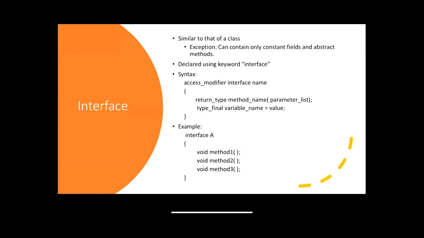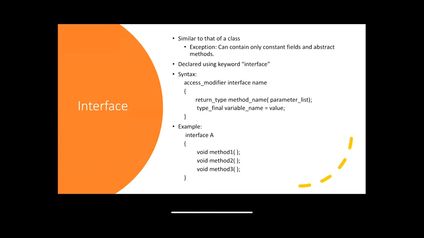An interface is declared using the keyword interface. An interface can be written with an access modifier, which can be public or default, followed by the interface name. Inside an interface, you can write a method mentioning its return type, its name, and parameter list. The variables are written with a variable name and have to be initialized with a value.